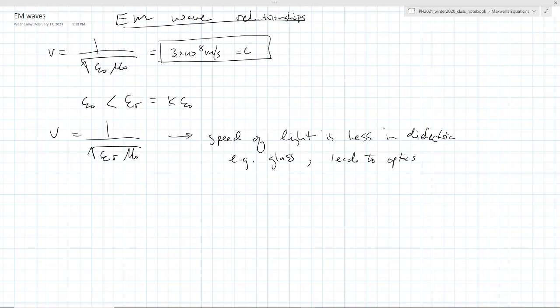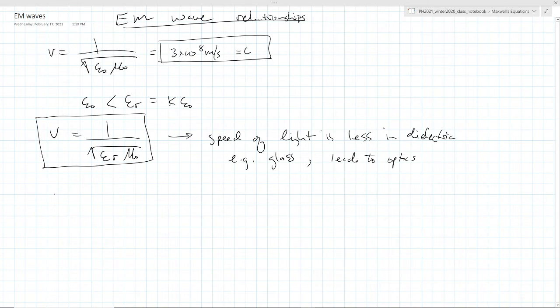And you could think of this in terms of the permeability too. It just happens that most of the materials that have a modified permeability are opaque, so we don't really see that, although there are special circumstances. Okay, so that was one relationship that I wanted you to see. It's basically this generalization of the speed of light. So it's going to be less in a material.